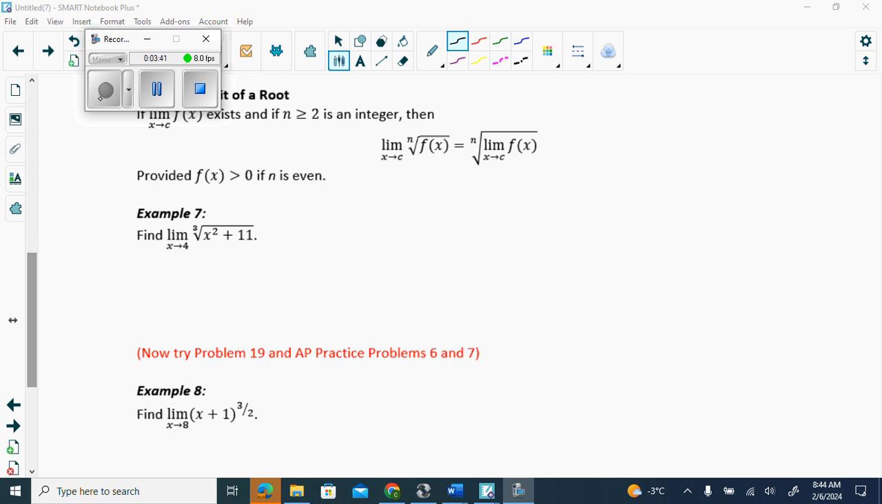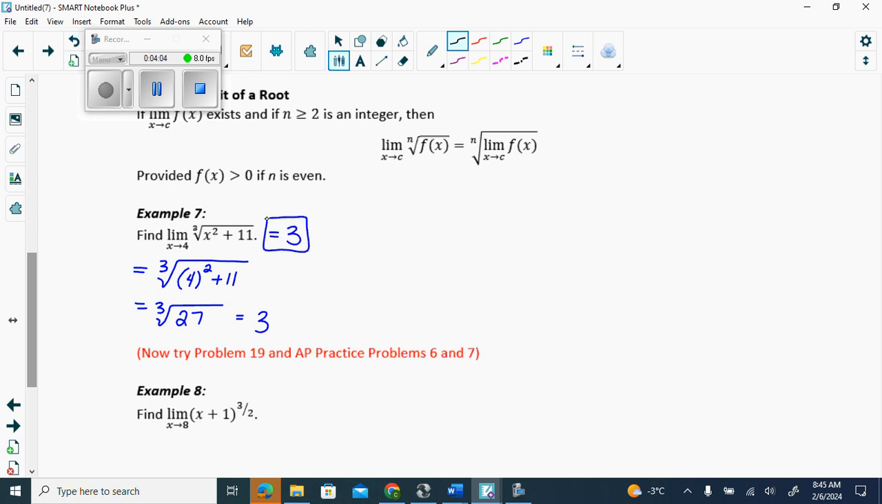I always do direct substitution myself and check it out first. So I'm going to plug in the 4. I'm going to get the cube root of 4 squared plus 11, which is the cube root of 27. And what's the cube root of 27? 3. So that limit equals 3.